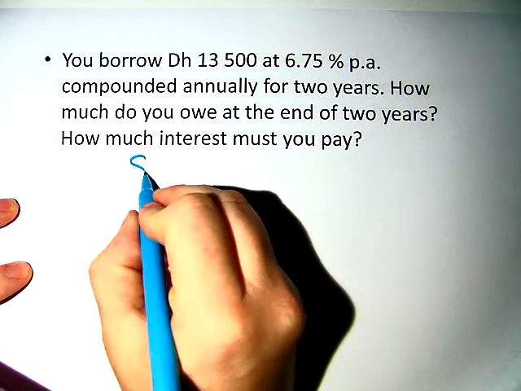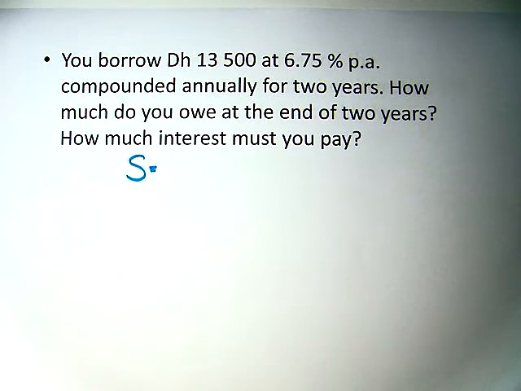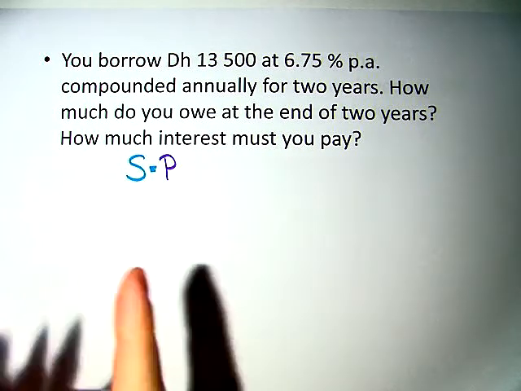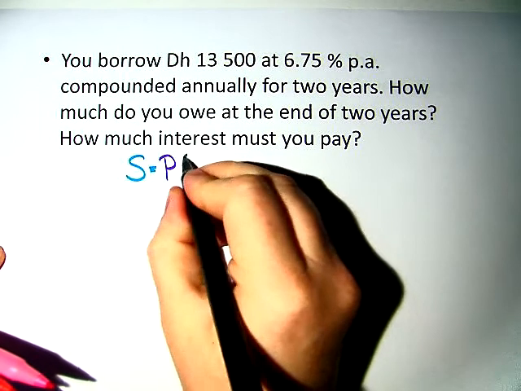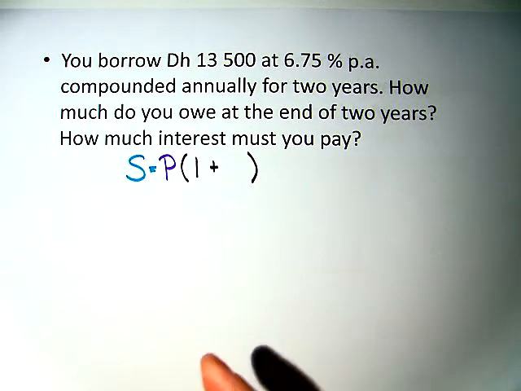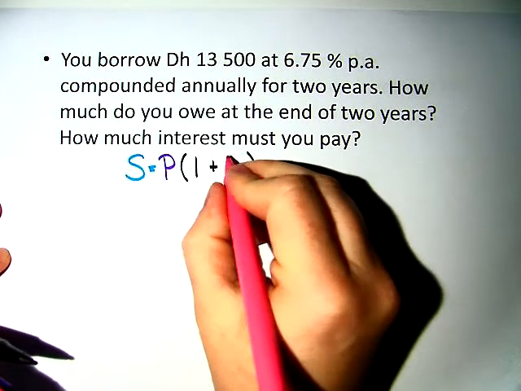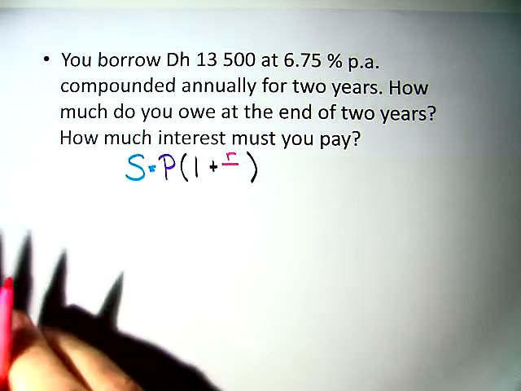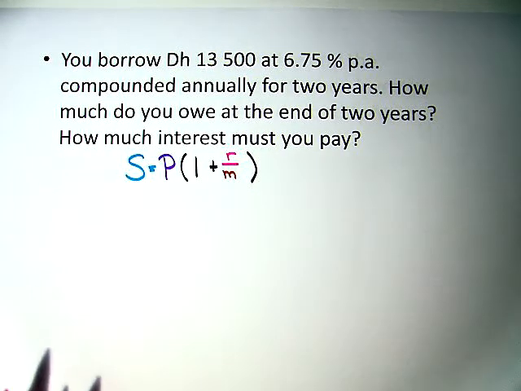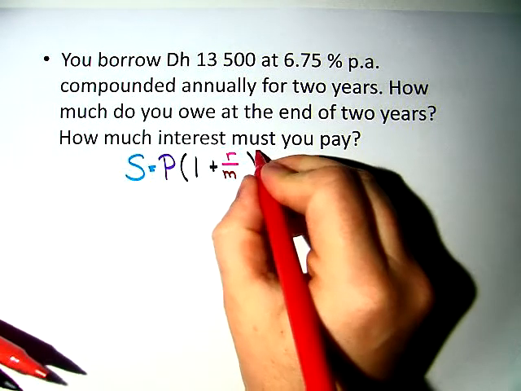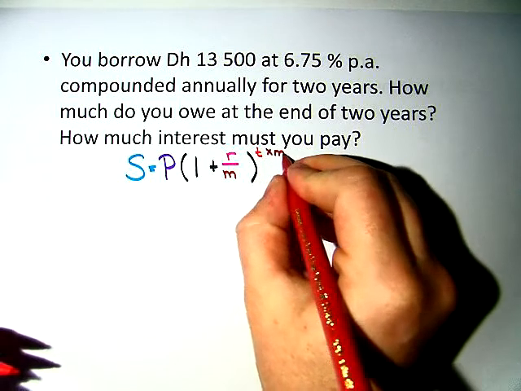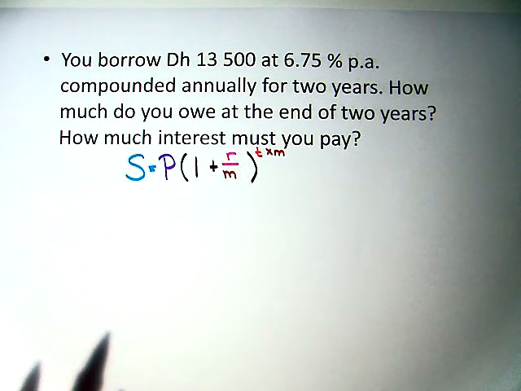The formula for compound interest is S, which is your final amount or your maturity value, equals P times 1 plus, and this is where it gets kind of interesting, because with compound interest you have to take your rate and divide by your M, or the number of times that you compound within a given year, and then raise it to the time in years multiplied by the compounding factor M. Okay, so that's how we look at this.